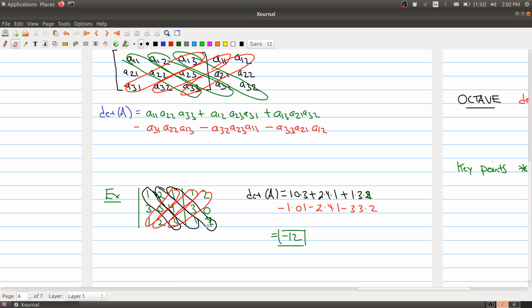So let me just clean this up. This should have been a minus. This should have been a 2 over there. I apologize. Okay, so there we go. There's another way of computing the determinant of my matrix.